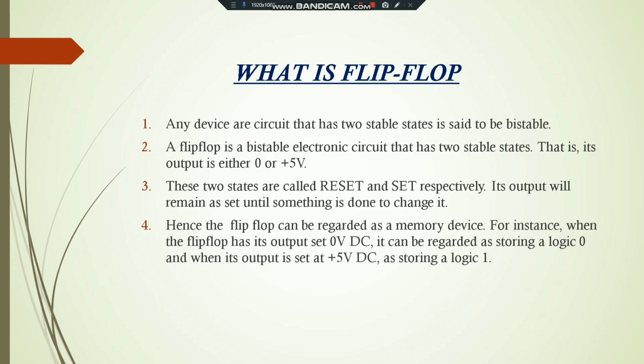These two stable states, 0 volt or plus 5 volt, are called reset and set respectively. The 0 state is called reset and the plus 5 volt state is called set. The output remains set until something is done to change it. In a flip-flop, the output remains at plus 5 volt until some change occurs.